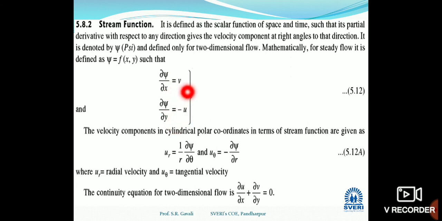One may be negative and one positive. It depends on the streamline convention. Both may be negative, both may be positive, or maybe v may be negative or u may be negative. It depends on whatever streamline direction the author has taken.